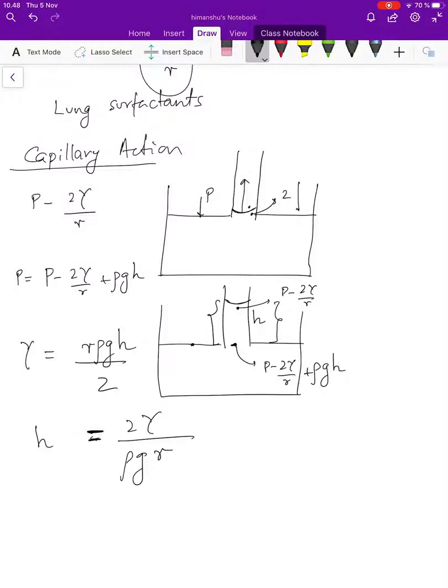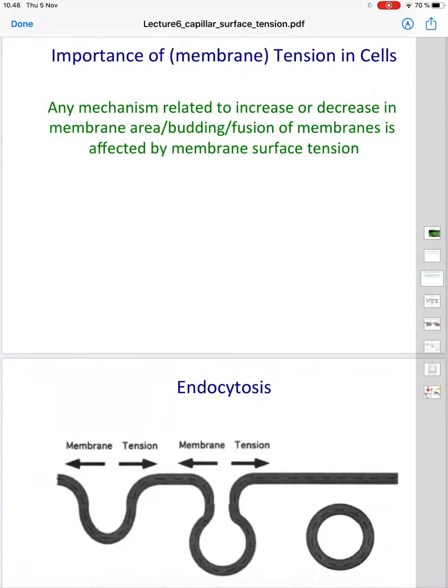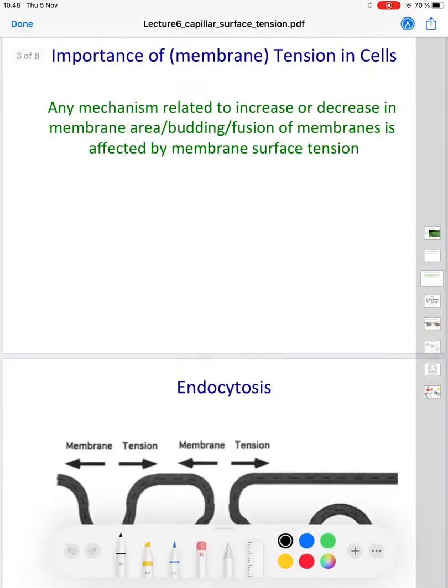So where is surface tension relevant in biology? It is important for any mechanism related to increase or decrease in the surface area of a membrane, budding or fusion, because a membrane also has a surface tension. This is inside the cell, this is outside the cell, and the membrane is essentially a layer of oil between a water layer here and the water layer outside. So there is a surface tension associated with the plasma membrane.